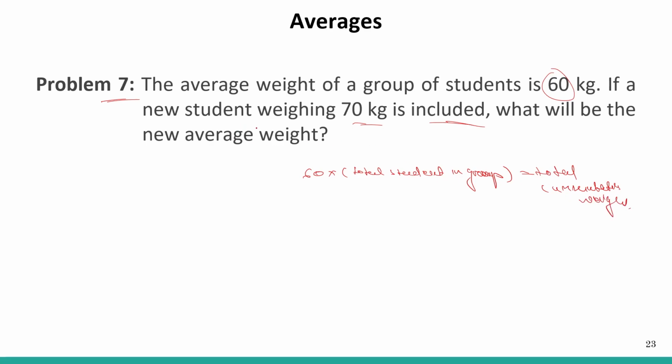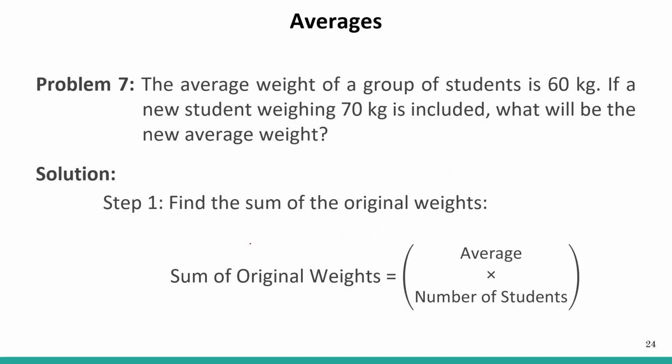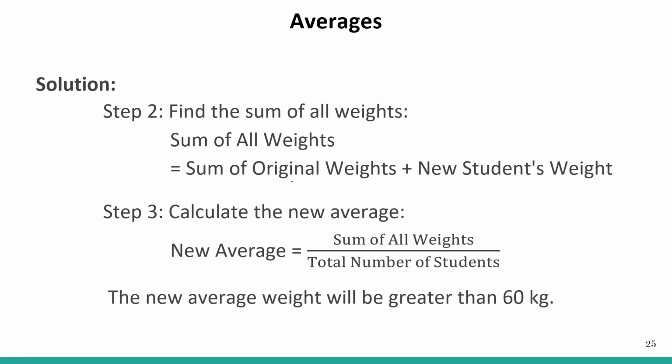Okay, so if a new student weighing 70 kg is included, let the number of students be x. So 60 into x plus 70. Then what will be the new average weight? So let's see. The sum of the original weights is equal to the average into the number of students. Then the new total is the sum of the original weights plus the new student's weight. So calculating the new average: the sum of all weights by the total number of students.